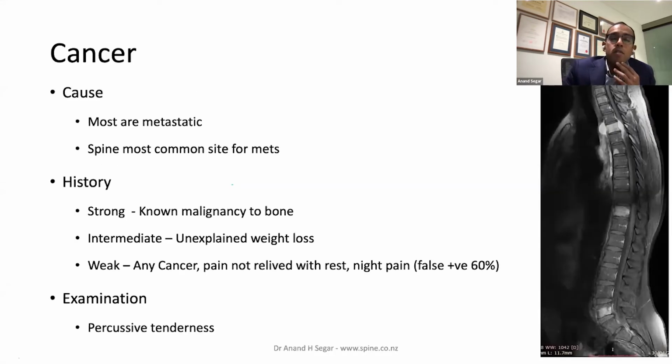So cancer, most of the cancer to the spine is metastatic, and spine is the most common bony site for metastases. If we're thinking about the patient's history, a strong predictor or something that would make you worry about metastatic cancer to bone is someone who has known metastatic disease to the bone. Unexplained weight loss is also important, and weak predictors of cancer diagnosis to the spine would be a history of any cancer, pain not relieved with rest, and night pain. So night pain has a false positive rate of about 60%. And this is an MRI scan, and you can see those hot spots there at the top in the middle. They are metastatic cancer.